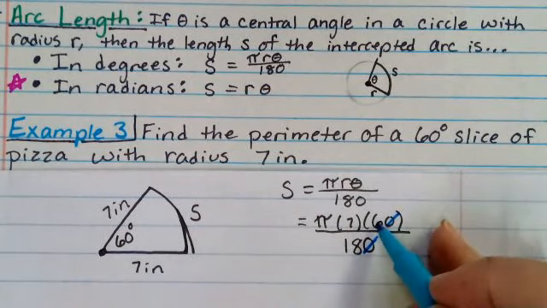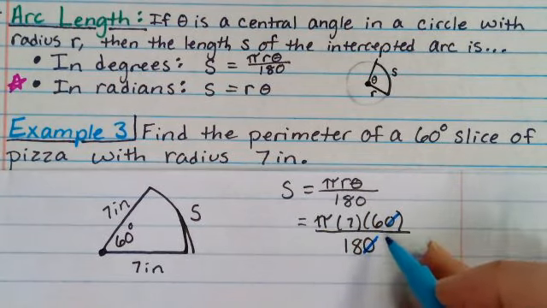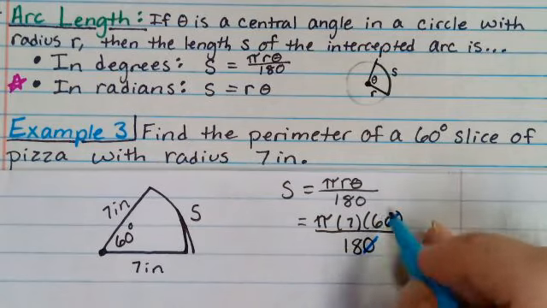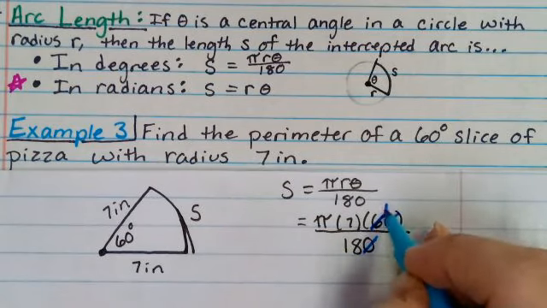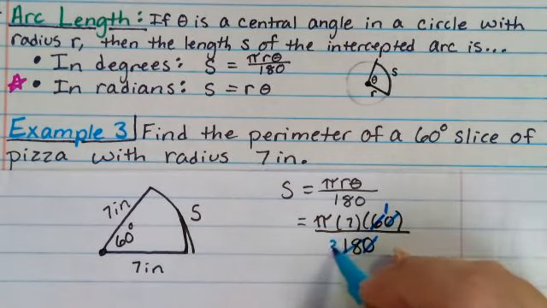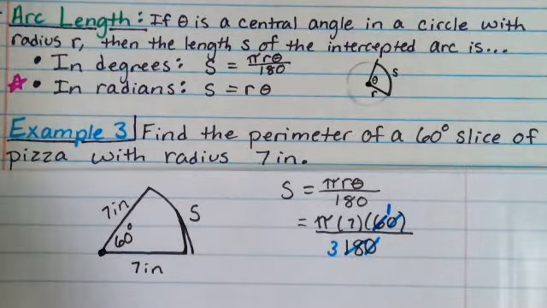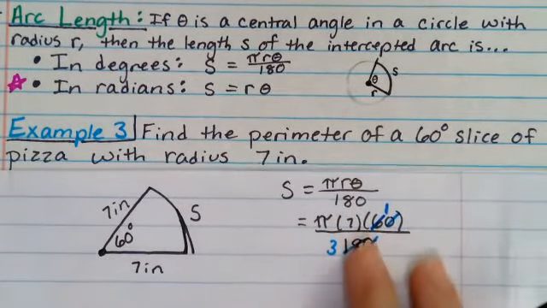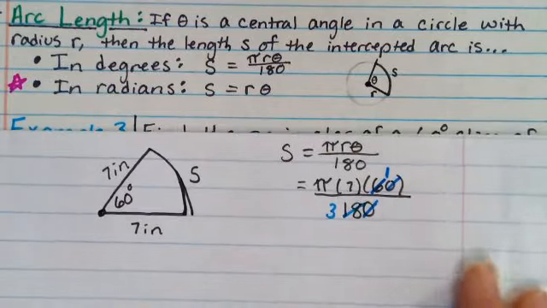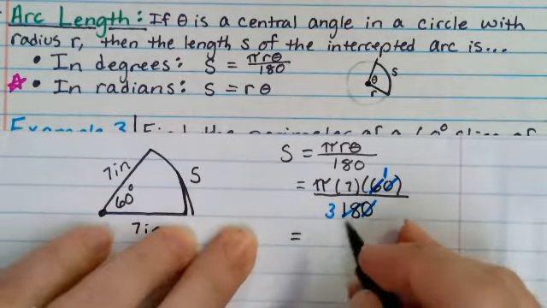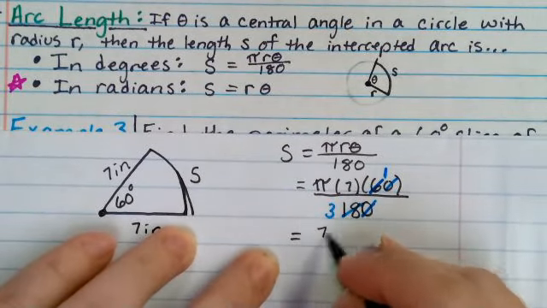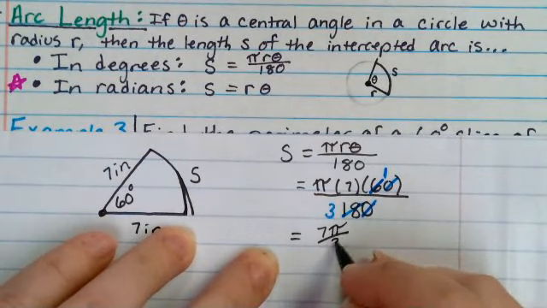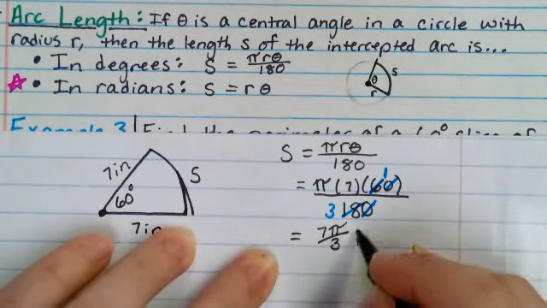I also see this 6 and this 18. And since all this is multiplied up here, I start canceling right away. 6 and 18, 6 goes into itself one time, and it goes into 18 3. So I start reducing before I multiply a lot of times because it saves me some hassle. So really, this is 7 pi over 3 as an exact answer.